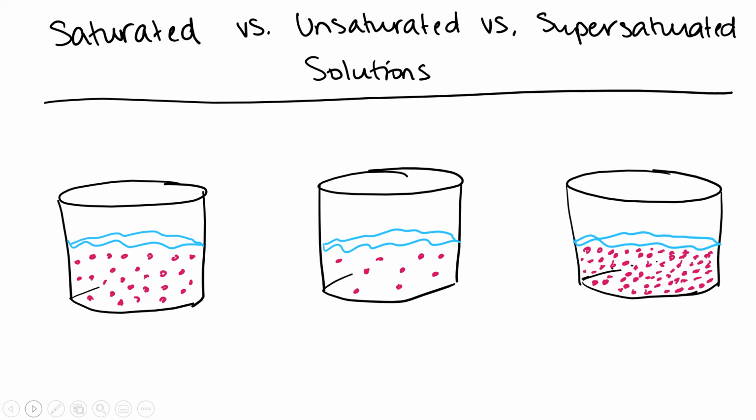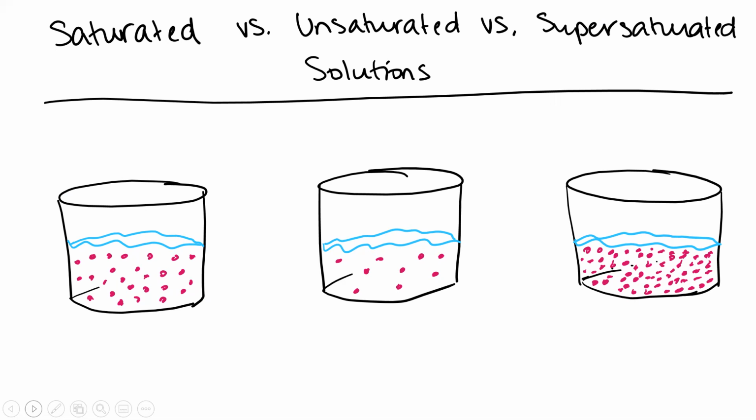With an unsaturated solution, we haven't yet reached that point of saturation, which means that we haven't yet put enough solute into the solvent that no more solute can dissolve. There's still room to dissolve more solute in it. And then we're talking about supersaturated solutions. This is an interesting one.